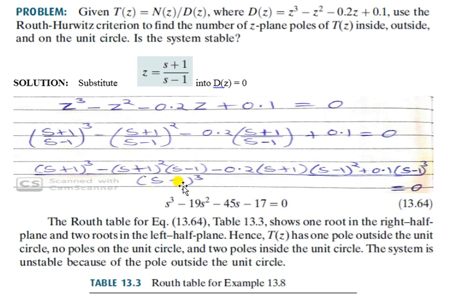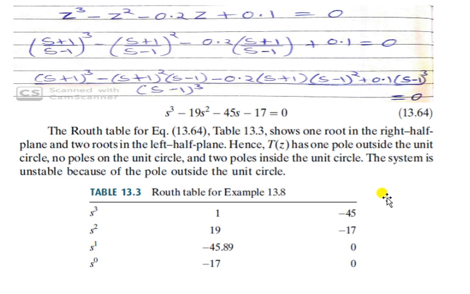So this (s-1)^3 you can multiply in this 0 part, and you will solve this complete equation. So you will get this s^3 minus 19s^2 minus 45s minus 17 equal to 0. Then for this equation, you can see this equation is in the s domain. Now you can apply here the Routh-Hurwitz criterion.